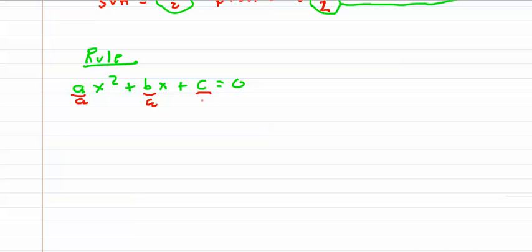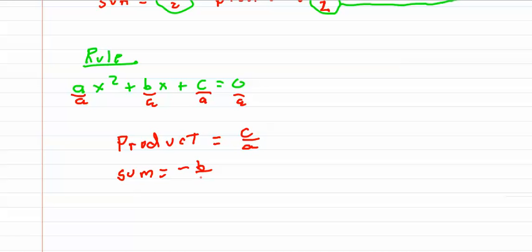So the rule we're going to use: if we have ax squared plus bx plus c equals 0, and we divide everything by a, 0 divided by a is just 0. The product is equal to c over a, and the sum is equal to the opposite of b over a.